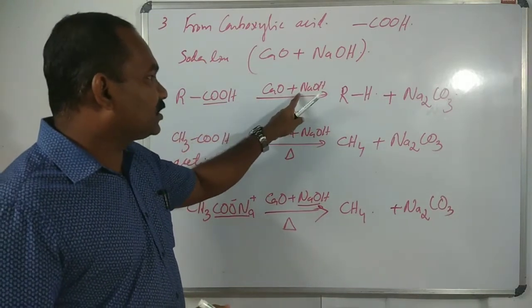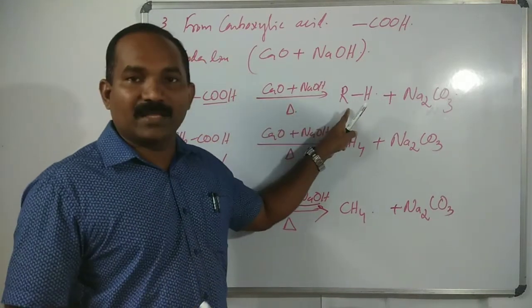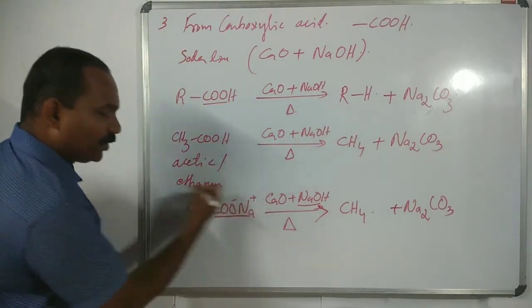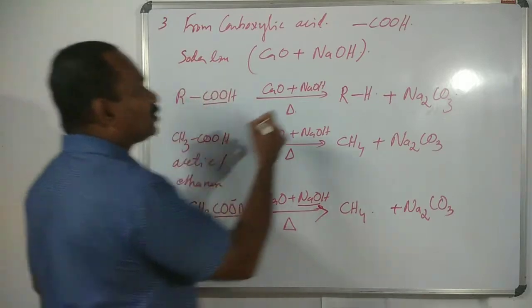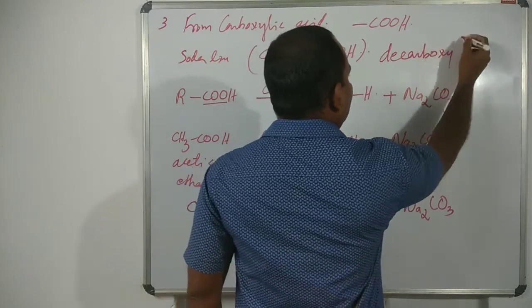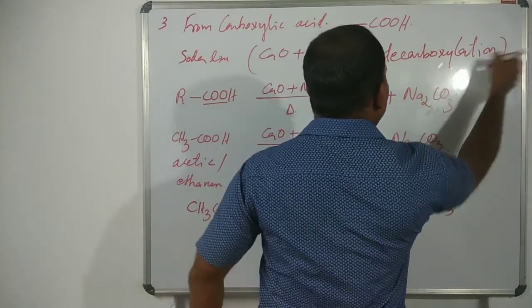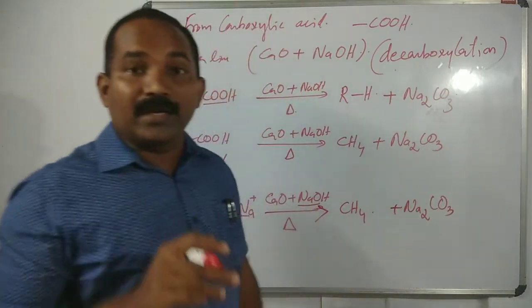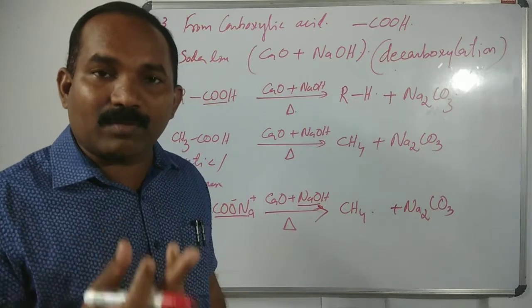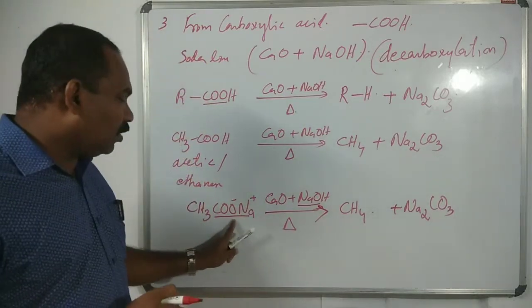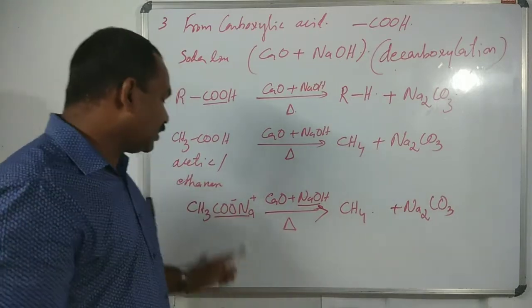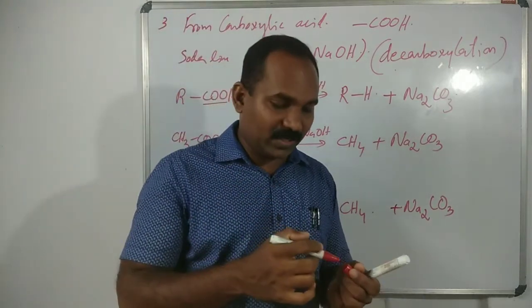RCOONa is heated with soda lime. We get alkanes, and the COO group is removed. And that's why this reaction is called decarboxylation. Okay, decarboxylation method. Why is it called decarboxylation? The COO group, the carboxyl group, is removed. That's why it is called a decarboxylation reaction.